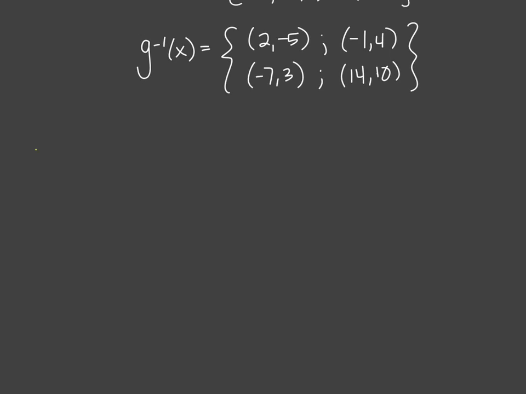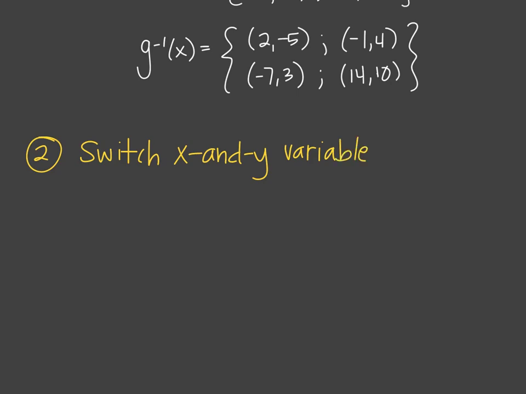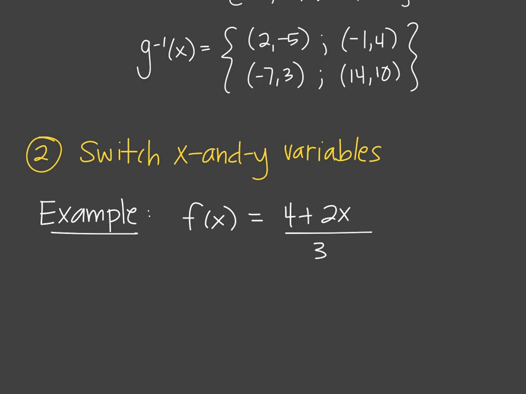Okay, method number 2. You're going to switch the x and the y variables. This takes a little more algebra work. It's not quite as easy as just flip-flopping numbers around. You're going to switch the x and the y variables. So let me show you how that's going to go. So let's say our first original function is 4 plus 2x over 3.